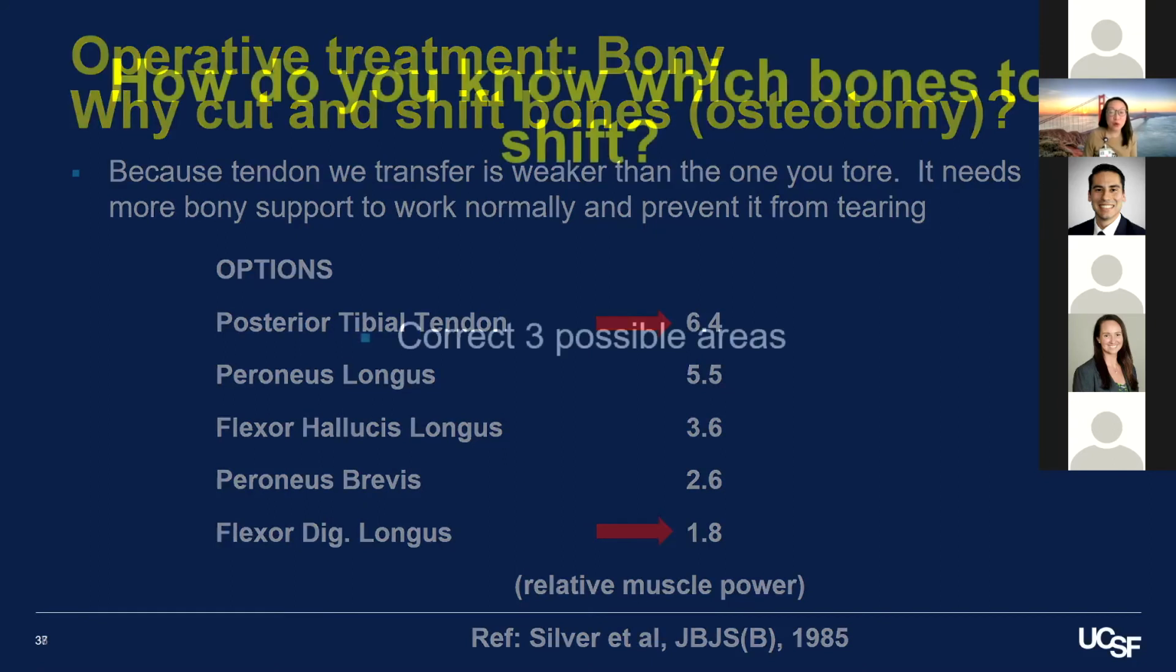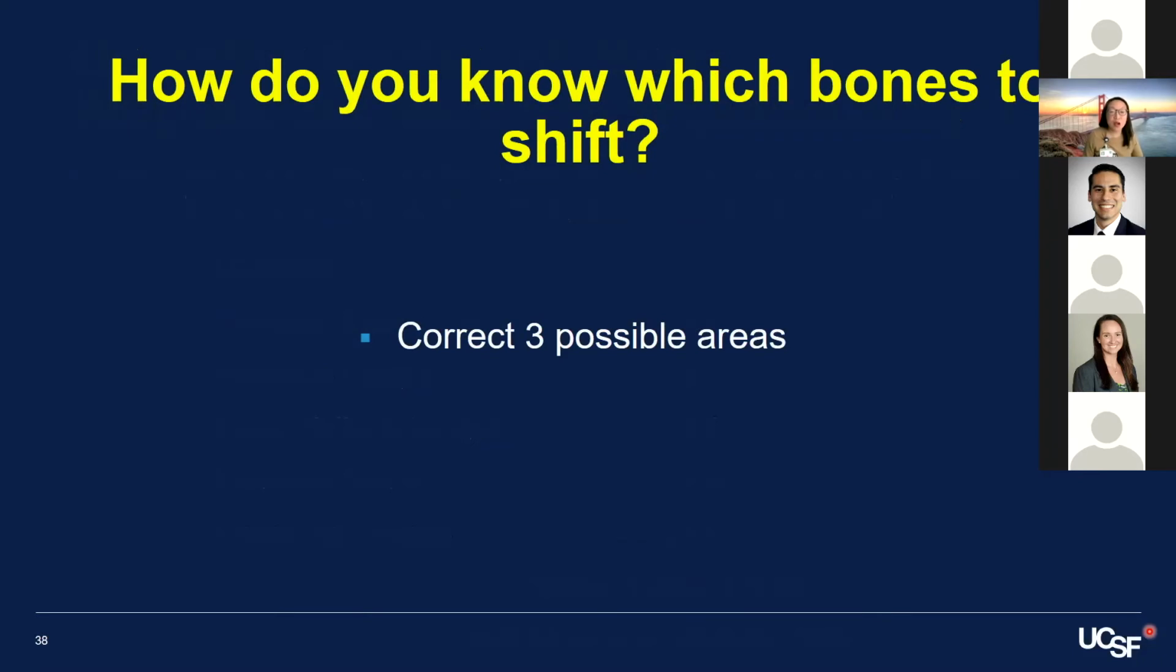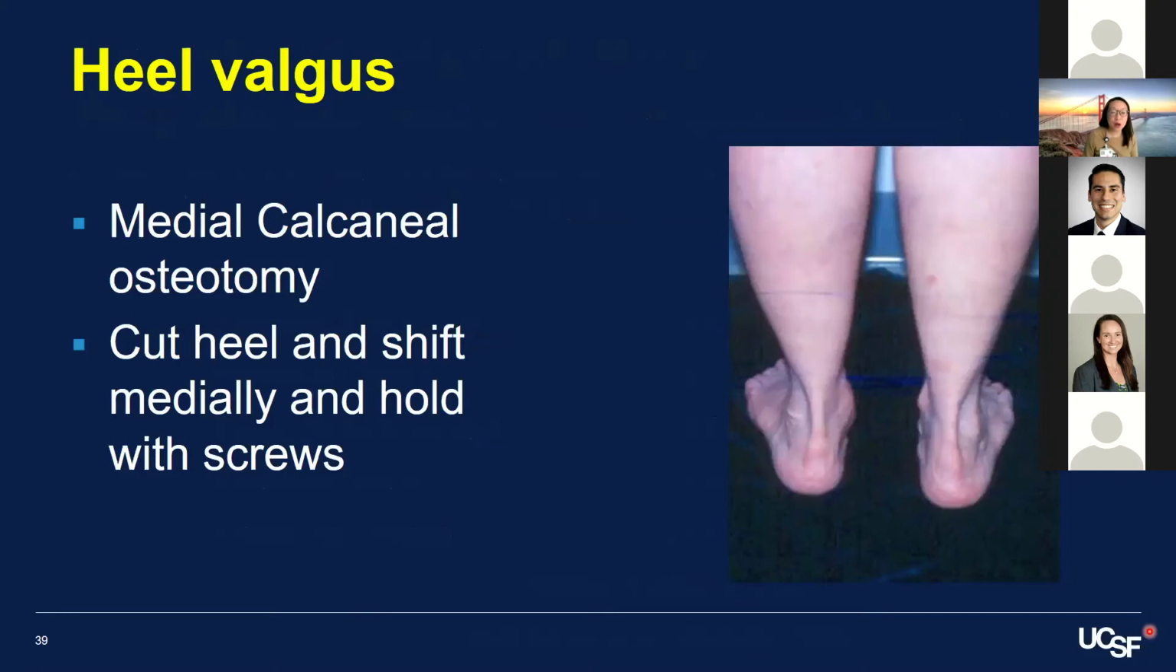So how do you know which bones you want to shift? And there's 3 different areas. And this goes back to understanding that the deformity is in 3 different planes. So the first problem is the heel valgus, and that's in the coronal plane. And the treatment of choice here, so if you see this patient here, she's got this valgus hindfoot, the surgical treatment choice is this medial calcaneal osteotomy.